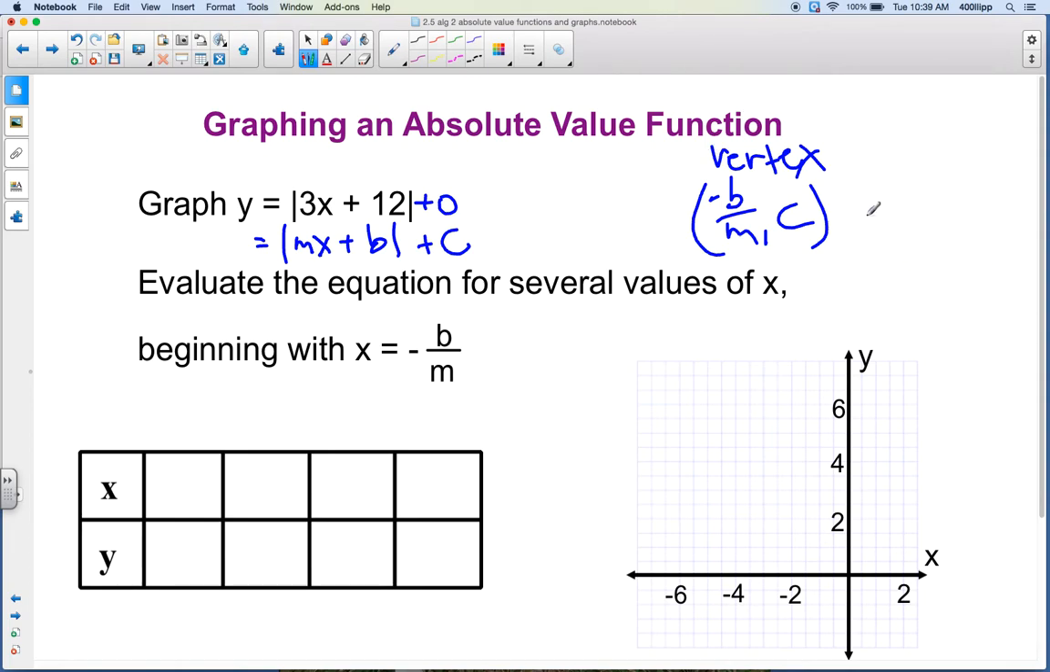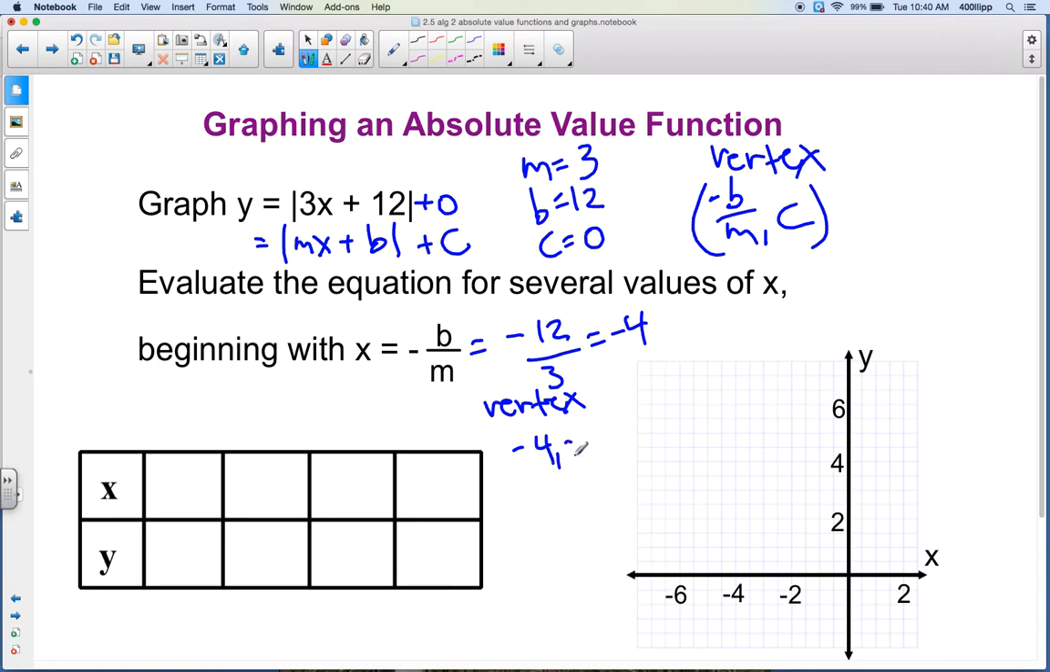All right, so plugging those in, our m is 3, our b is 12, and our c is 0. So -b over m will therefore be -12 over 3, which is -4. So the vertex is going to be -4, 0, because your c is 0. So we have -4, 0 right here, which is my vertex. And now this is actually going to help with my slope.